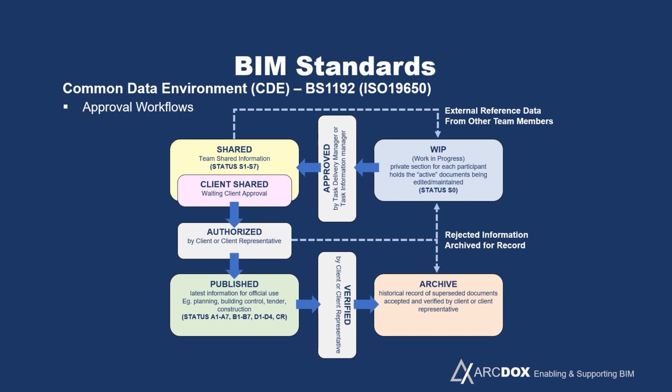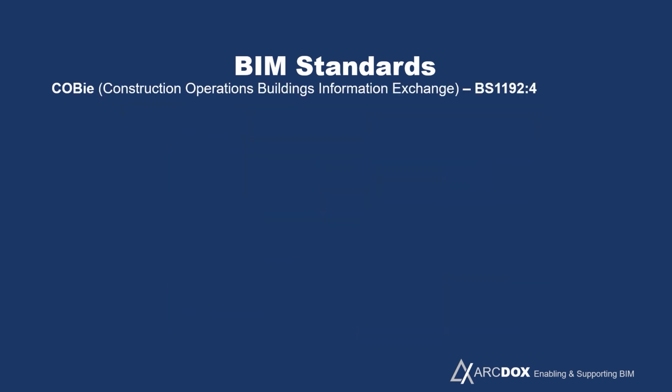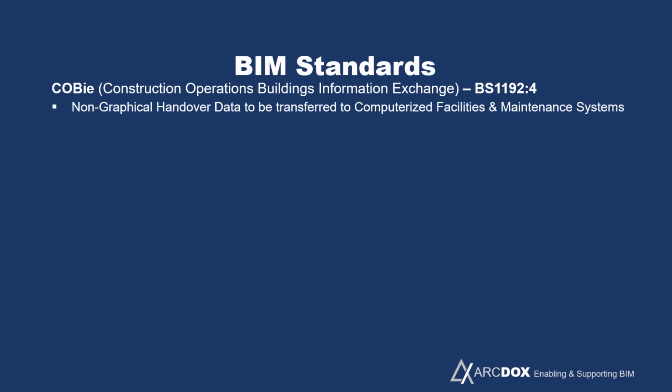So that's the management process, and it's very clear, and there's a double approval system to everything that's finally published for action, and hopefully that will ensure the quality of information. The other standard we'll talk about is BS 1192 Part 4, which is called COBie. COBie stands for the Construction Operations Building Information Exchange, and it's just important to understand what that is.